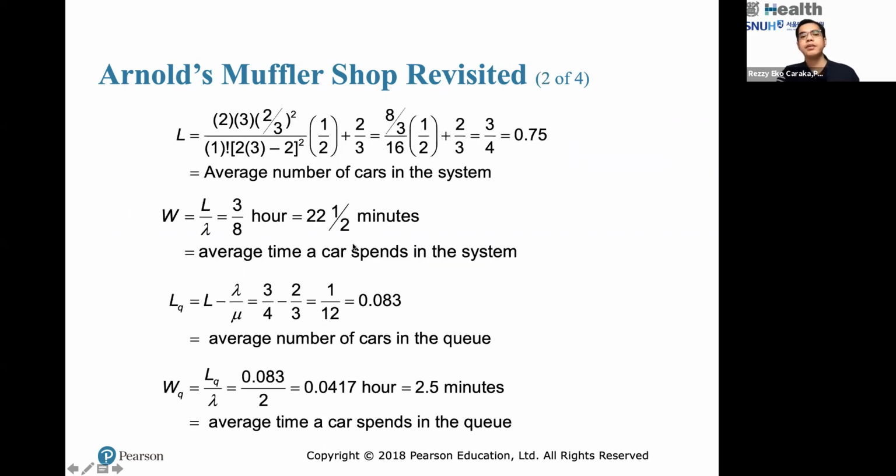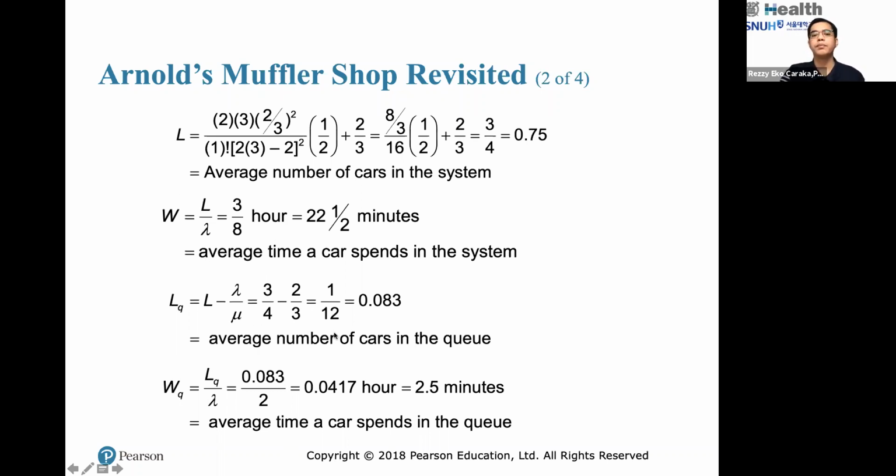Here, similarly, we have to calculate the L, W, LQ, and the WQ. So once we calculate the L, we can get the information of 0.75, the average number of cars in the system. And we can calculate the W, so we can get 22.5 minutes as the average time a car spends in the system for W.